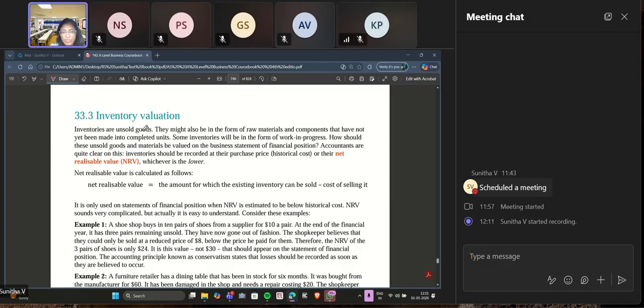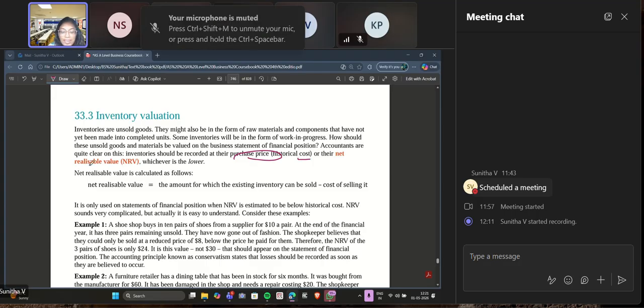Next one is inventory valuation. There is no question on inventory valuation so far, but remember inventory is stock, and stock is a part of current assets, and current assets are shown in the financial statements. So how to value inventory? Either the historical cost or the net realizable value, NRV, which is the selling price minus cost of selling. Historical cost refers to the cost at which the inventory was purchased, or the net realizable value, the value at which it is sold now, whichever is lower.